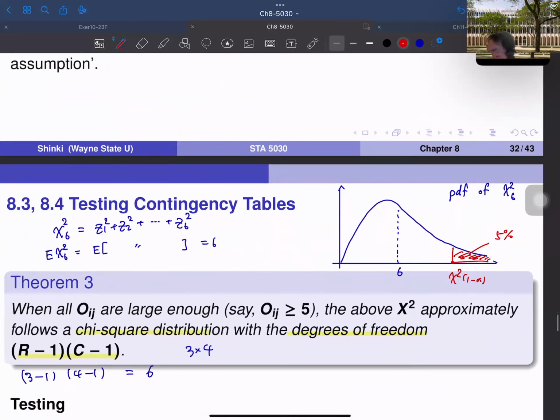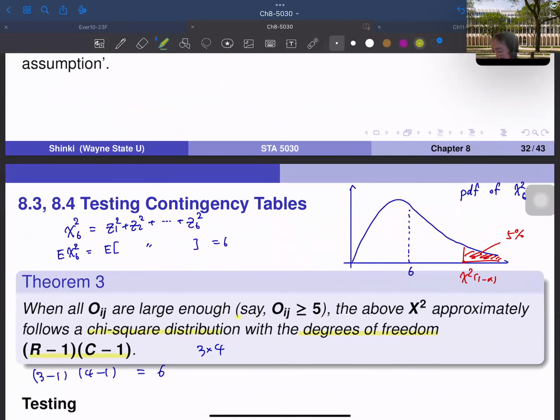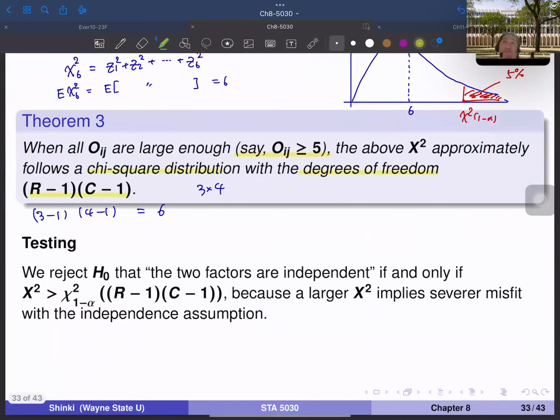Maybe I missed saying this, but the number of observations has to be larger than 5. Some people say the expected number should be larger than 5, and some people say the observed number should be more than 5. Some people say more than 10 or something. So it's not really an absolute criterion and there is no magic number, but typically people think the O_ij should be larger than 5, or the expected value should be larger than 5.